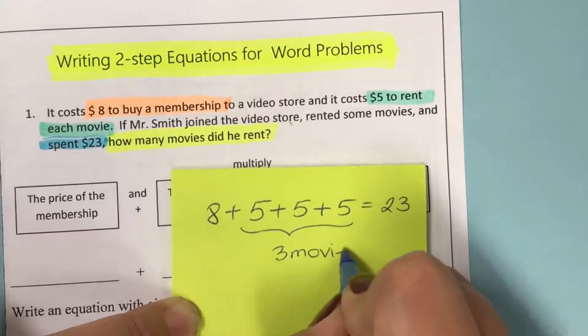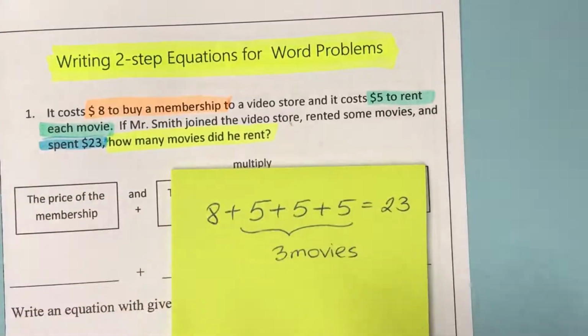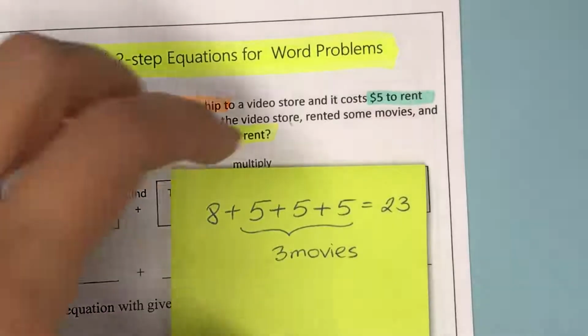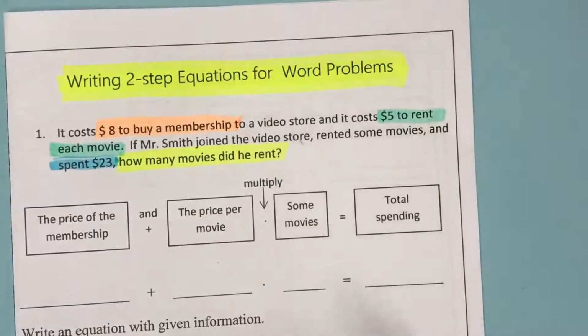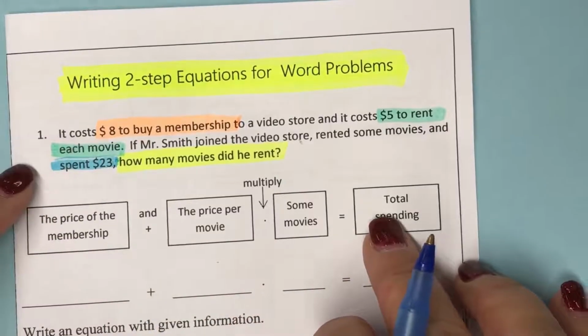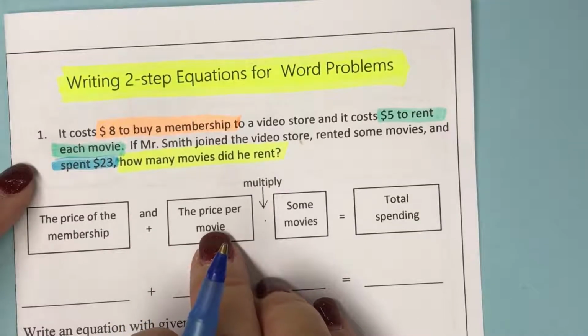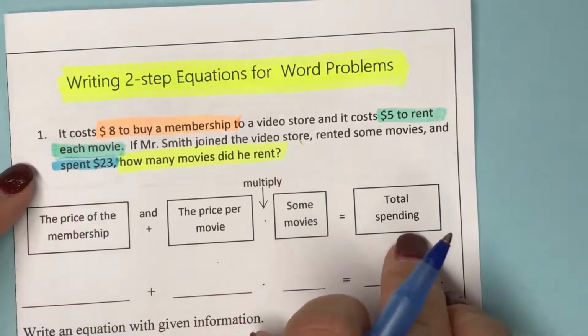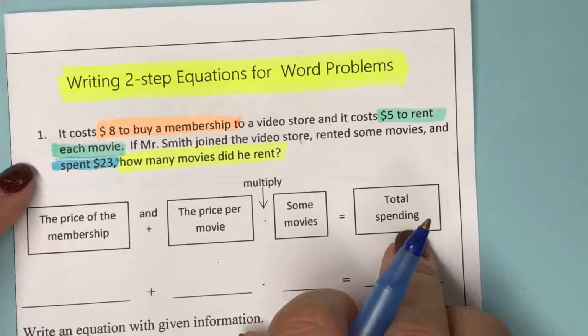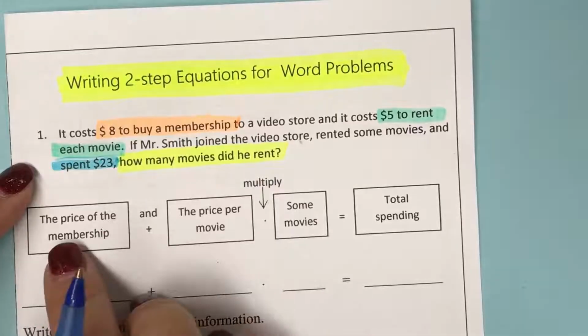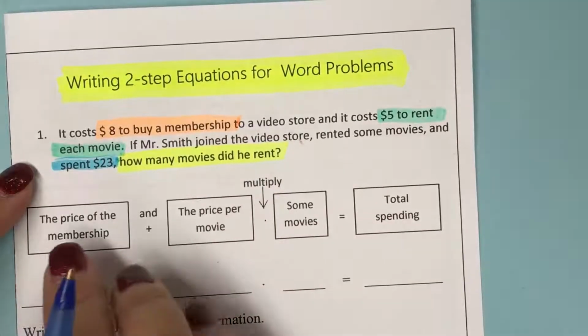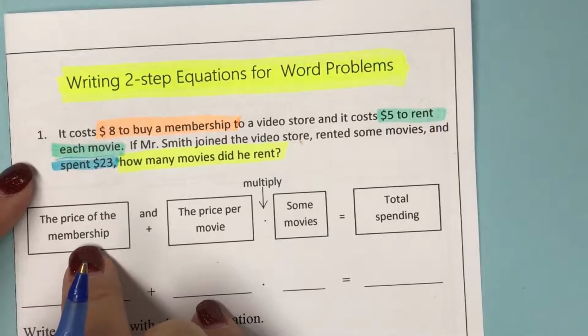But this is figuring out the answer. This is not writing an equation for the problem, and the objective for today is writing an equation, or translating the problem into a mathematical sentence. So I have a model here representing my story. The price per membership and the price per movie multiplied by some movies is the total of $23, or total spending.